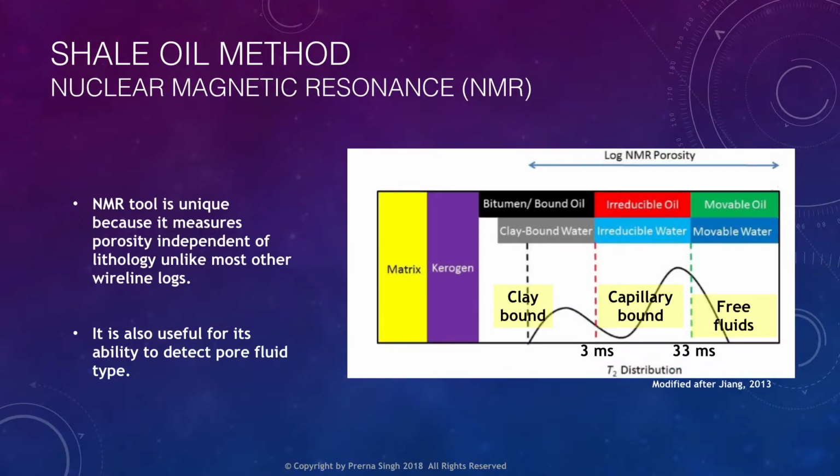NMR is also useful for its ability to detect the pore fluid types. Now, fluids can occur as bound fluid, irreducible or capillary bound fluid, and free fluid. The two fluid types, which would be hydrocarbon and water, can occur in any of these three forms. And based on your T2 signal distribution, you could essentially say what kind of fluids you have and where they are in the spectrum of your pore continuum.